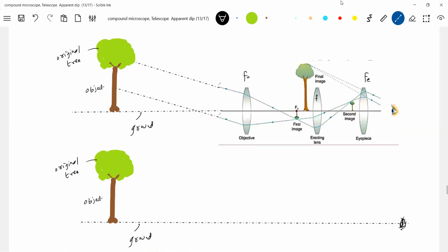What is the angle subtended by the tree? You can take any angle, or let it be like this. This is alpha, no? So look at this angle. This angle is beta, which will be greater. Beta will be greater than alpha. Then, though this image is of height how much?